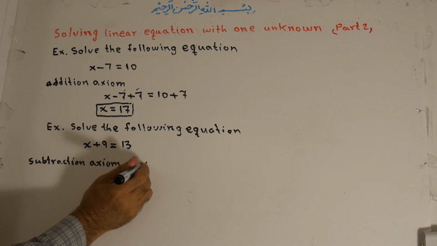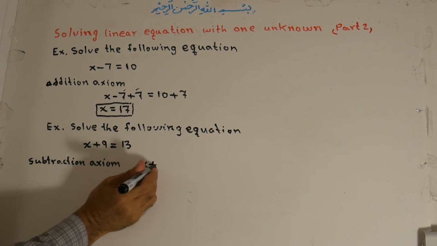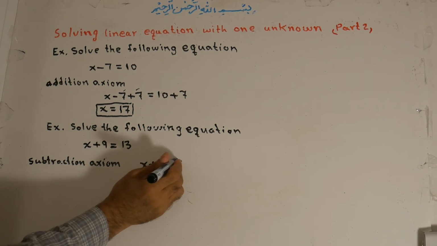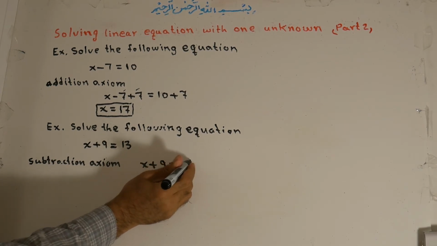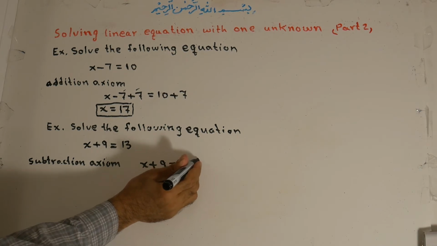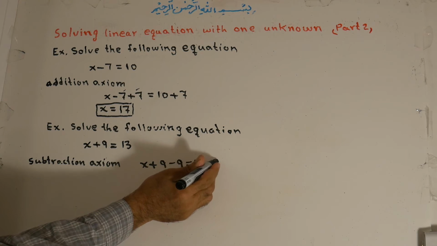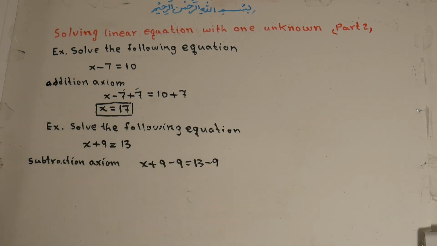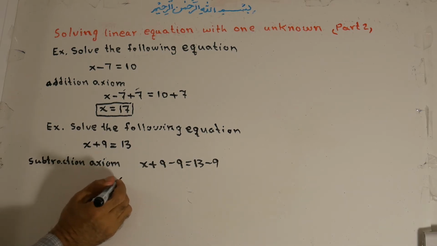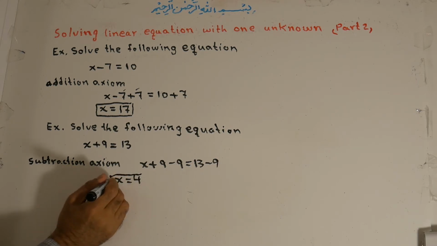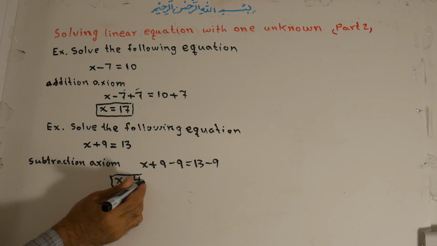It means that x plus 9 minus 9 is equal to 13 minus 9. Plus 9 cancels with the negative 9. Here remaining x is equal to 13 minus 9 is equal to 4. X is equal to 4.